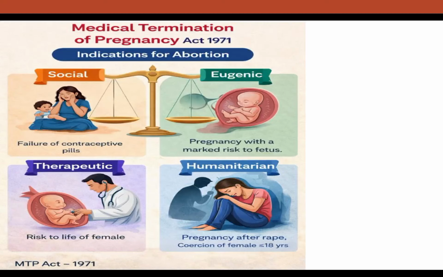Third is the therapeutic ground. If continuing pregnancy endangers the pregnant woman's life, it can be ended. Lastly, we have the humanitarian ground. Pregnancies resulting from rape are grounds for legal termination.